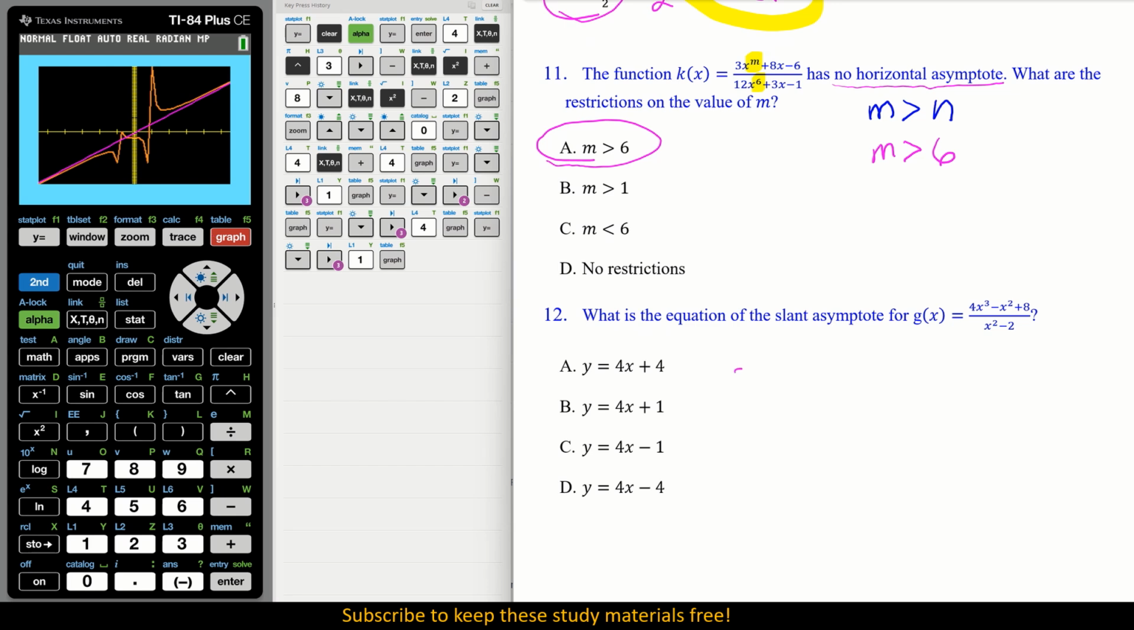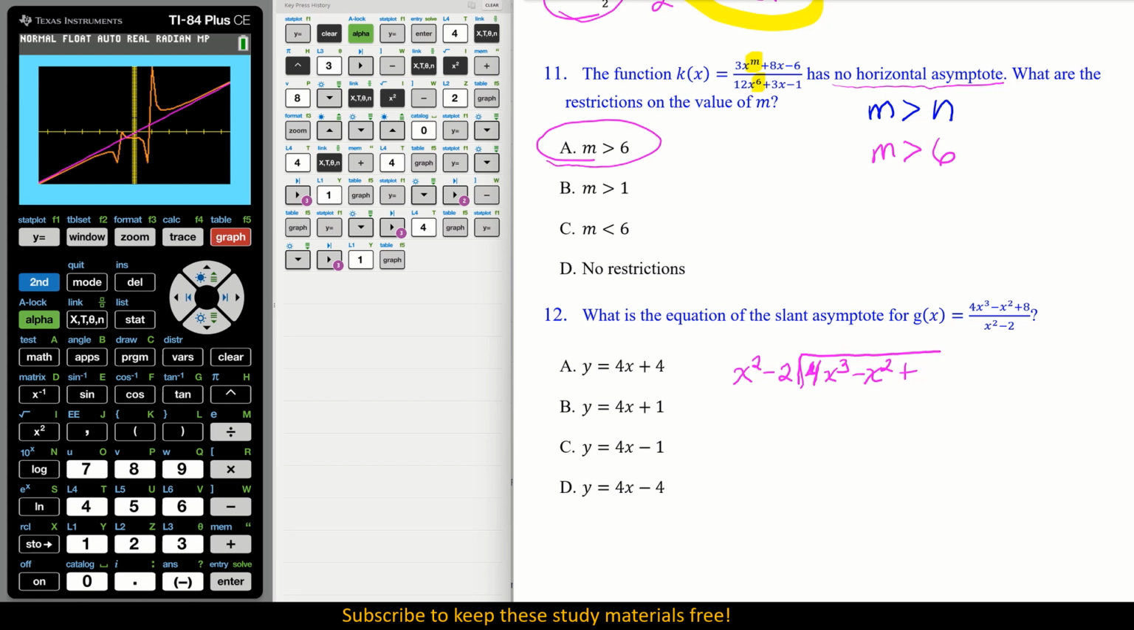Okay? So we have x squared minus 2. And let's divide that into 4x to the third minus x squared plus 8. And that is a 4 is our leading coefficient. Okay, so what do we need to divide this out? Oh, I see an issue. Let's get rid of this for a second.